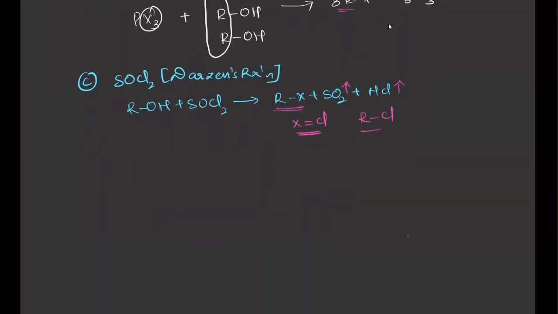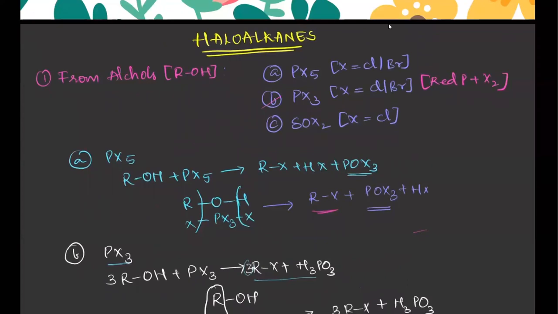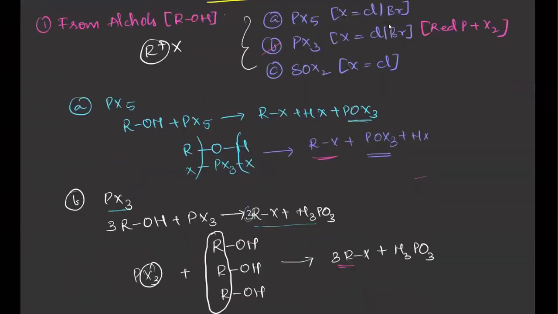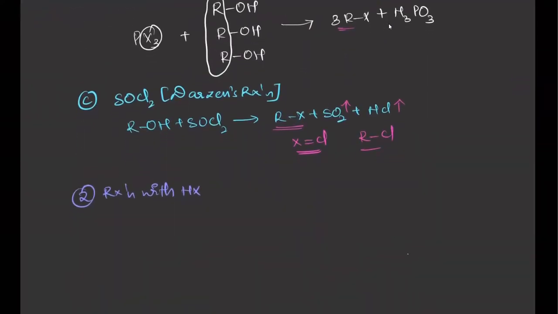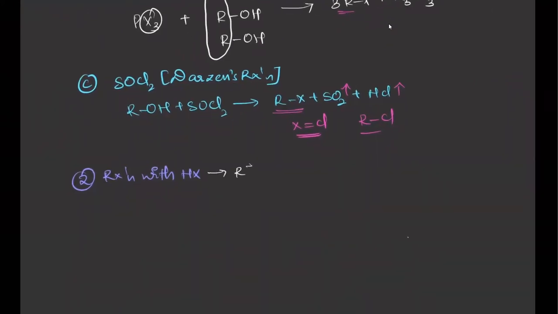Next, we are going to see the reaction of alcohol with HX. Here, in the previous cases, there is no rearrangement occurring because there is no formation of a carbocation. But in the case with HX, there would be a possibility of forming a carbocation, that is R+. Hence, we can say that rearrangement is highly possible in this case.